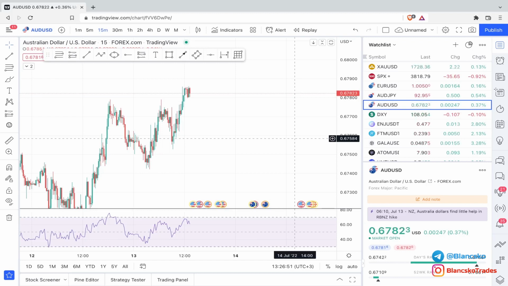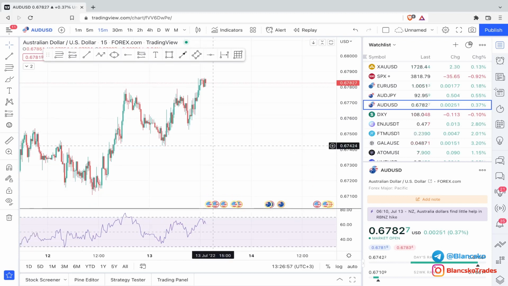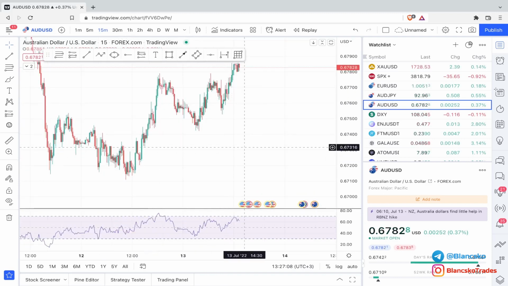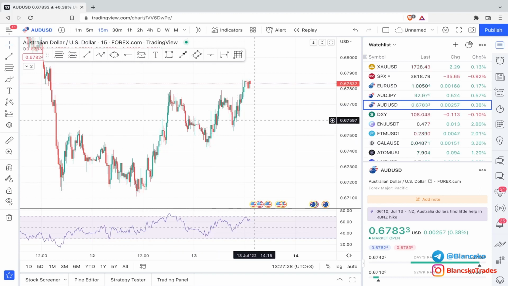What are hidden divergences? Well, hidden divergences can be of two types. You can have a hidden bullish divergence when the market is trending upwards, or we can have a hidden bearish divergence when the market is trending downwards. So basically, when the market is in an uptrend, you should look for hidden bullish divergences, and when the market is in a downtrend, you should look for hidden bearish divergences. You know that regular divergences are usually for trend reversals, but hidden divergences are for trend continuations. Okay, that's the difference between them.